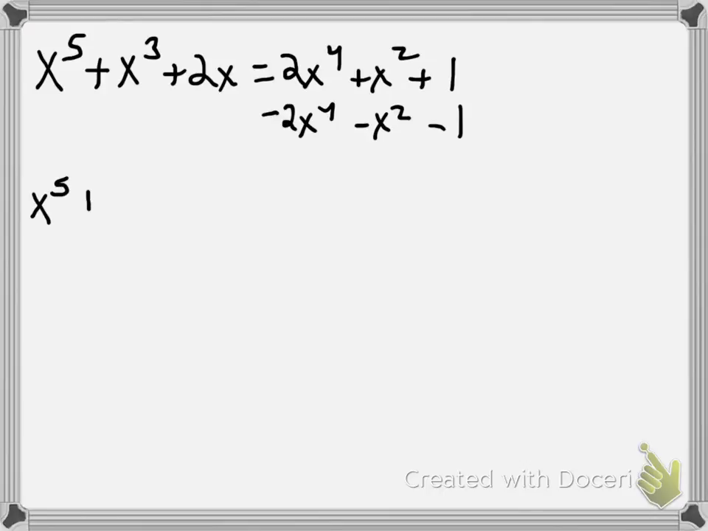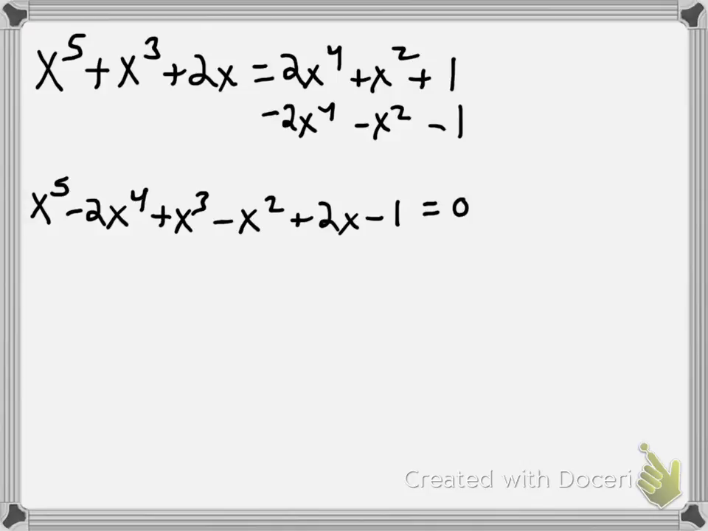And I'm going to go ahead and put it in standard form. So x to the 5th minus 2x to the 4th plus x cubed minus x squared plus 2x minus 1 equals 0. It's in standard form. It's in biggest exponent down to smallest exponent. And so now I have 6 terms.